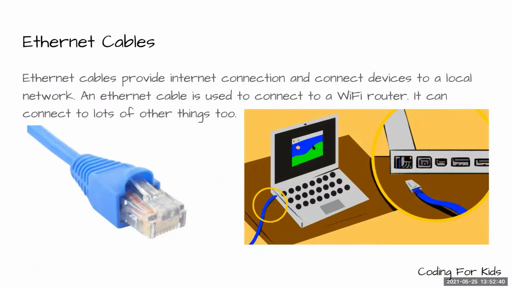For example, let's say I have an Ethernet cable connected to a laptop. We can see right here we have a little cable, and we can see the little diagram from the side. This is an Ethernet cable in real life, and this is just a little diagram to explain an Ethernet cable. These can be used to connect to a Wi-Fi router. It can also connect to lots of other things too. For example, it can connect to local networks and stuff like that. So this is what an Ethernet cable is.